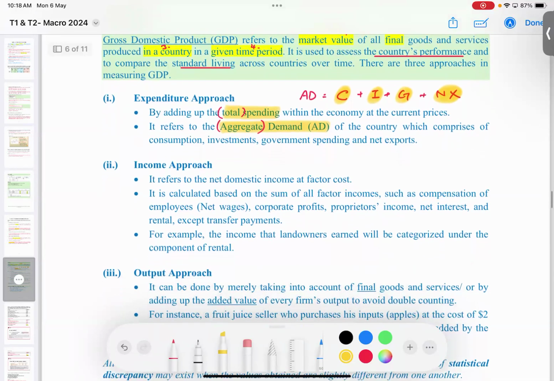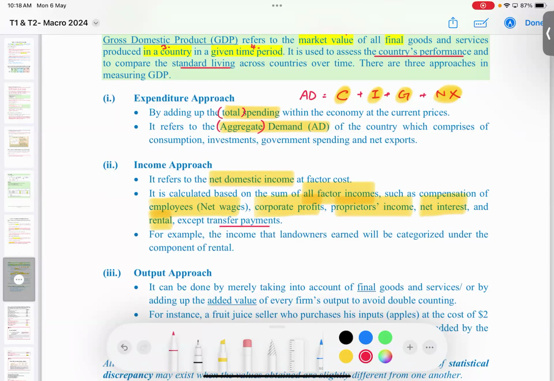Okay, the next approach is called the income approach. The income approach looks into the net domestic income at factor cost. That means I look into all factor incomes. For example, wages of the workers, corporate profits, proprietors' income, net interest, rental, anything that is being earned by the factors of production. As long as it's about income, it's being recorded over here, except transfer payments. Now, what is a transfer payment?